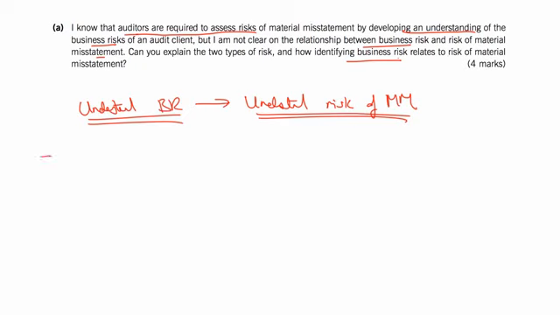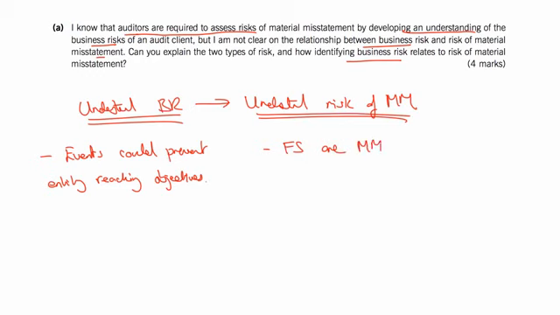So give a definition. Business risk is the risk that events could prevent an entity from achieving or reaching its objectives. And those objectives are normally to maximise profits, aren't they? But that's pretty much it. The risk of material misstatement is the risk that the financial statements are materially misstated, really important, prior to the audit.